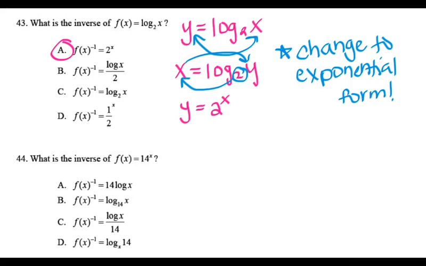44. I'm going to write y equals 14 to the x. I'm going to switch my x and my y since I'm finding the inverse. So I have x equals 14 to the y. Now, for 43, since I started with logarithmic form and found the inverse, which was exponential form, that might show you that logarithms and exponential functions are inverses of each other. So in this case, since it is in exponential form, I want to change to logarithmic form.